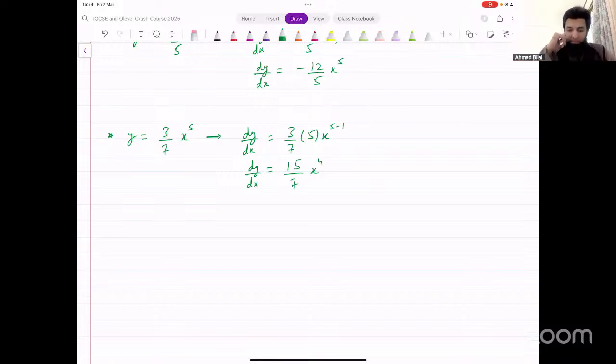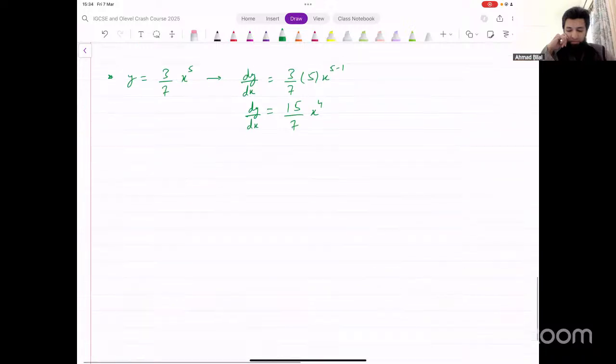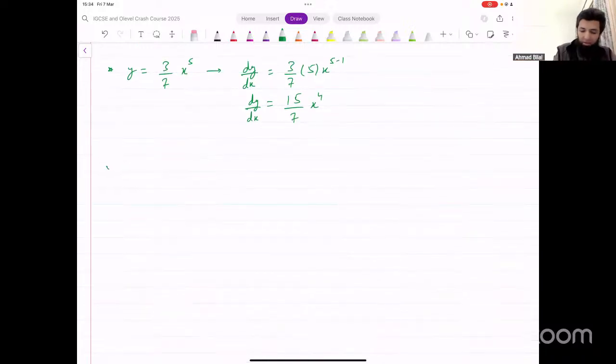Okay? That's the derivative of this function. Now, these are simple examples. Sometimes what happens is you have multiple terms in the function. So you have one function in which you have one term plus another term minus another term, right? So you can have multiple terms as well. Let's take an example like that.